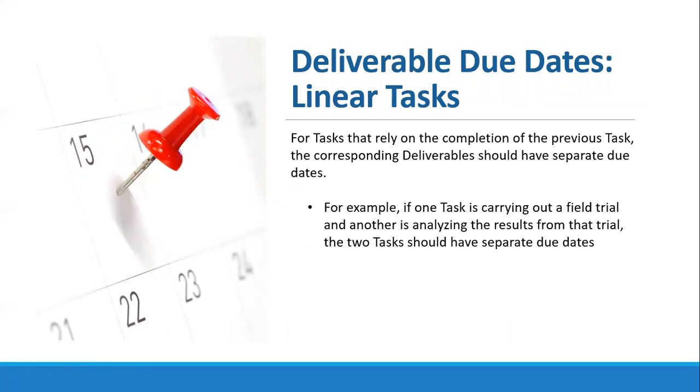Then a note here, for tasks that we are calling linear tasks, basically tasks that rely on the completion of previous tasks, the corresponding deliverables should have separate due dates. So sometimes we've seen applicants listing things that clearly need to be achieved sequentially as being due on the same dates. We like to avoid that just because we like to see proof that a prior task, such as in this case, as you can see here in the example, a field trial is complete and then the analysis would be conducted. We like to get those in successive groups.